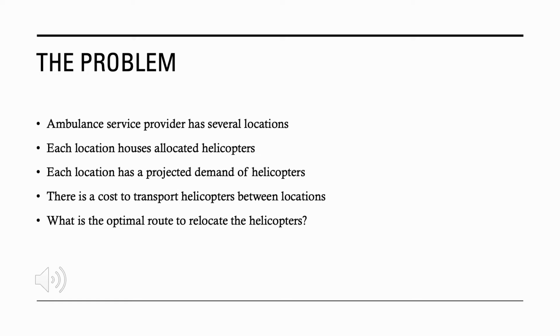The problem states that an air ambulance service provider has several locations. Each location houses an allocated number of helicopters. After a certain time period, the projections are created for each location based on the demand for more or less helicopters. There is a cost to transport helicopters from each location. The question then asks, what is the most optimized route to relocate the allocated helicopters to the correct location?